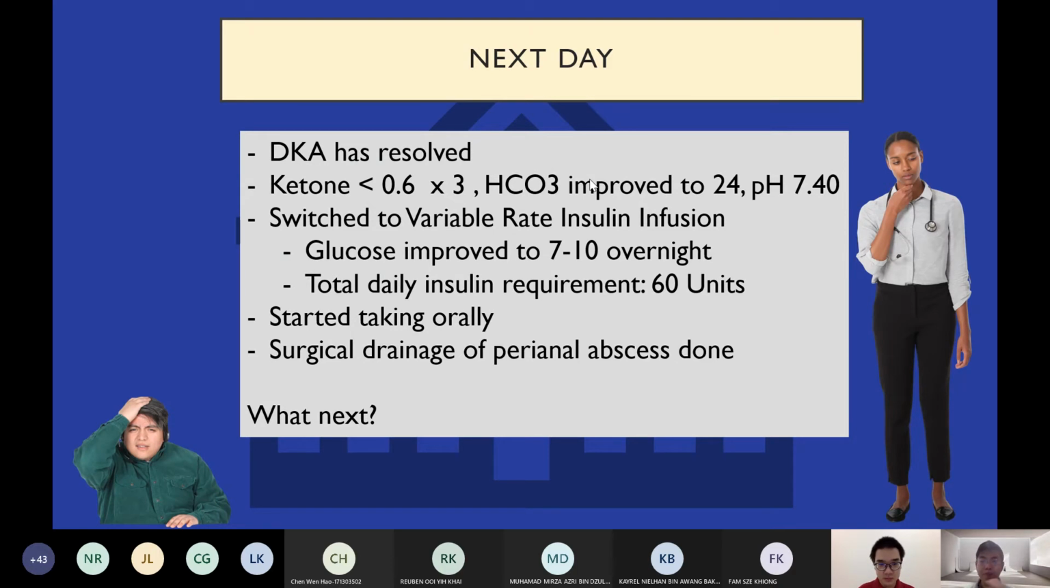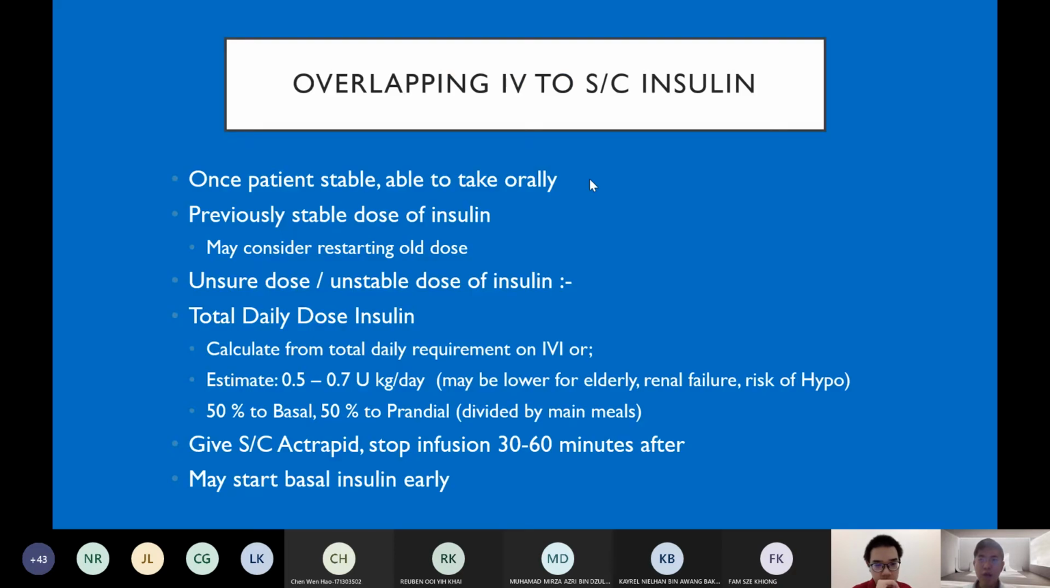And then what's next? We may need to start planning for his insulin regime. Now you want to take him off the insulin infusion and overlap him to subcutaneous insulin. If there are any house officers amongst you, this will be very useful for you on how to plan to overlap a patient from IV to subcutaneous insulin. Once you're able to take orally, you need to decide whether they have a previous stable dose of insulin, then you may consider restarting the old dose.